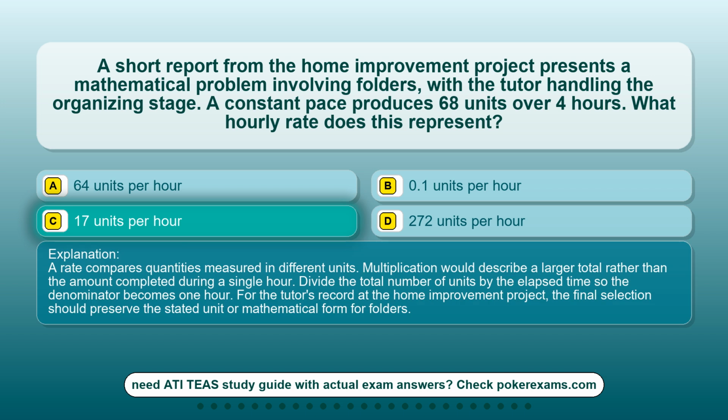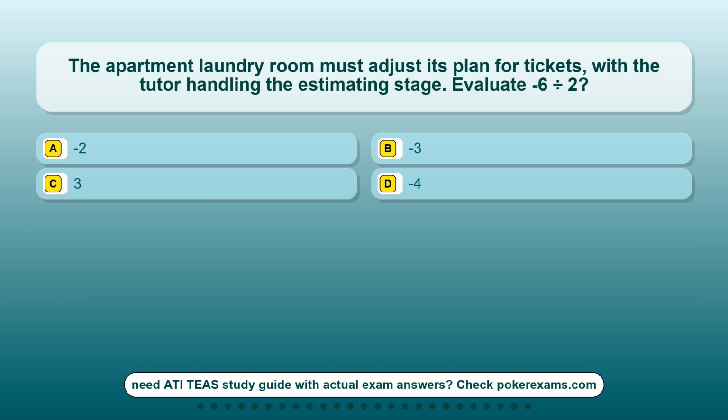A rate compares quantities measured in different units. Multiplication would describe a larger total rather than the amount completed during a single hour. Divide the total number of units by the elapsed time so the denominator becomes 1 hour. For the tutor's record at the Home Improvement Project, the final selection should preserve the stated unit or mathematical form for folders. Question 24. The apartment laundry room must adjust its plan for tickets, with the tutor handling the estimating stage. Evaluate -6 divided by 2?